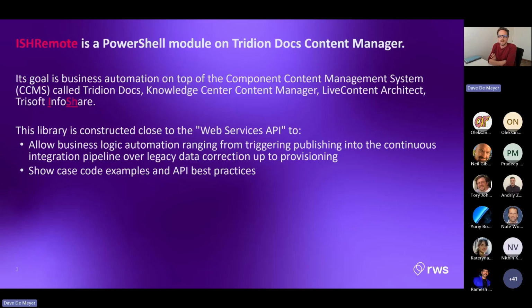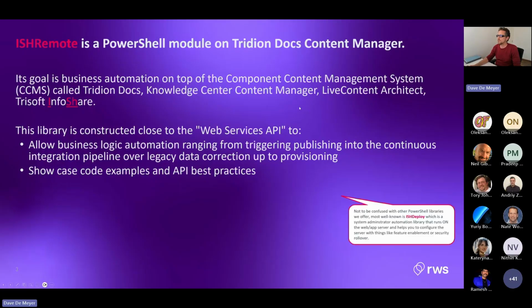ISHRemote is fully on top of the Web Services API, the public API. So what you can do in ISHRemote is what you can do in your custom applications. And because it's open source, it is a showcase of examples. We have a couple of other PowerShell libraries. The other well-known library is ISHDeploy. ISHDeploy is local on a Windows application server to configure the server-side components, while ISHRemote is typically more on the client machine, so our laptops or else.